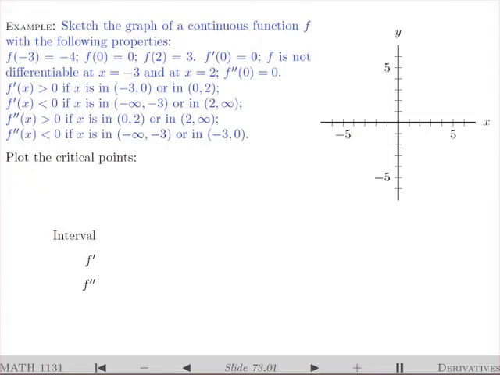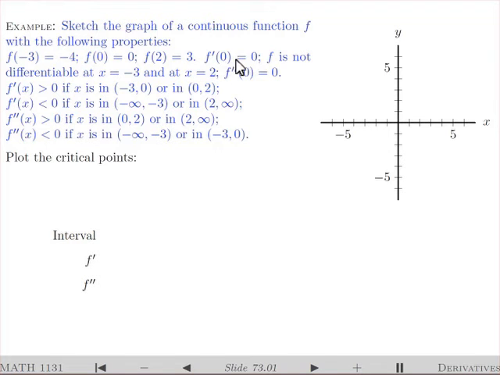If you are given values of the function that gives you points on the graph, information about first and second derivative can also be translated into graphical properties using the facts we have already seen. So this is a simple example to illustrate that. So let's look at the information. First three pieces of information are values of the function. So they tell me points on the graph. This is -3, -4, 0, 0, 2, 3.